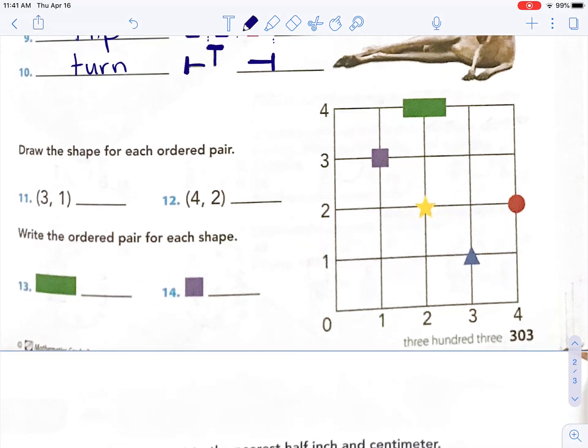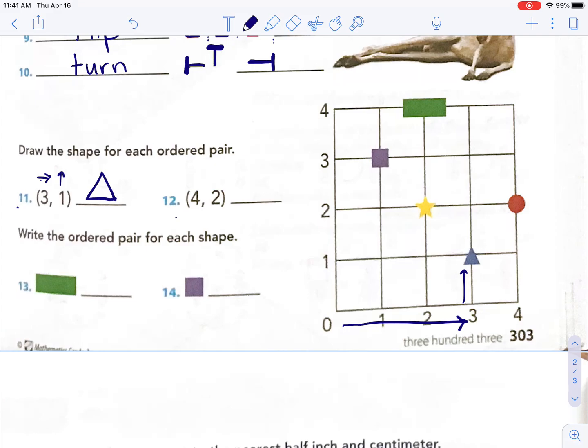It says, draw the shape for each ordered pair for number 11 and 12. So remember, it's over, then up. This is over, then up. If you went in the wrong order, you're going to get the wrong picture. So 3 over, 1, 2, 3, up 1. Where am I at? What shape is that? That's the blue triangle.